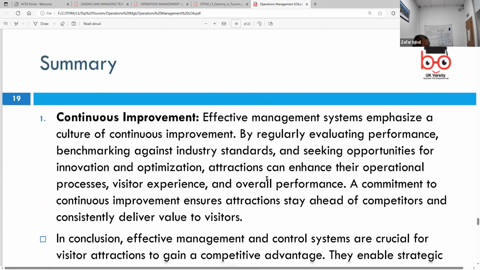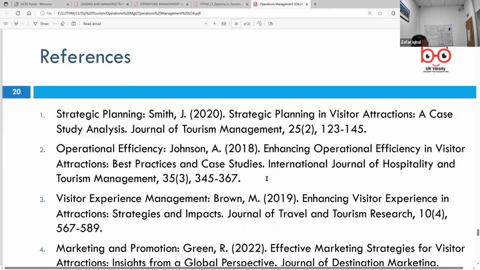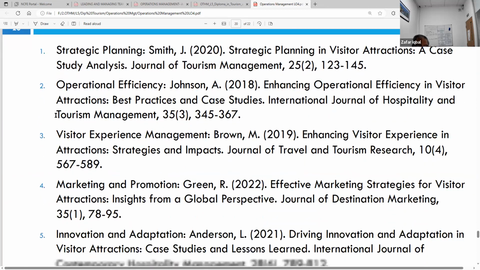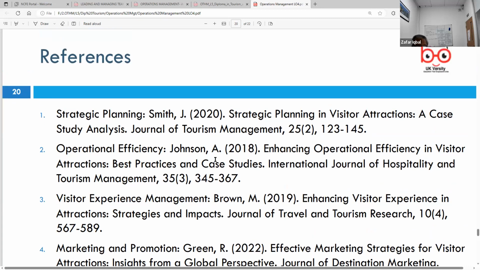Towards the end, you have some references. You can stay ahead of the game by reading. You can consult these references if you want to. They are uploaded onto the Moodle. For example, strategic planning is very important. One looks at strategic planning in visitor attraction, a case study. Johnson, 2018, looks at the operational efficiency of visitor attractions, the practices and best practices of case studies, hospitality management, and so on.